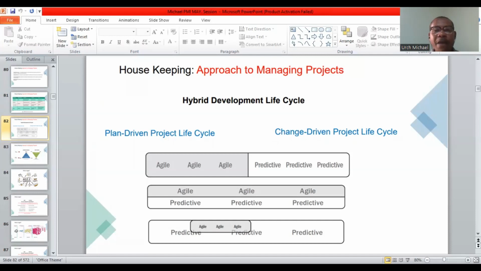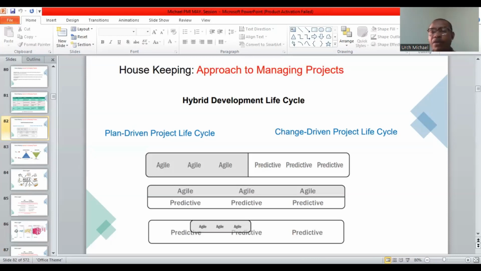I want to believe you're with me. Yes. So the hybrid development life cycle is a combination of the plan-driven project life cycle and the change-driven project life cycle. By now, you should understand that the plan-driven is a kind of project whose scope is clearly defined upfront, and you understand it so well. It has just limited uncertainty, and you can actually tell a lot about the project. You can predict all your requirements from the beginning of the project.